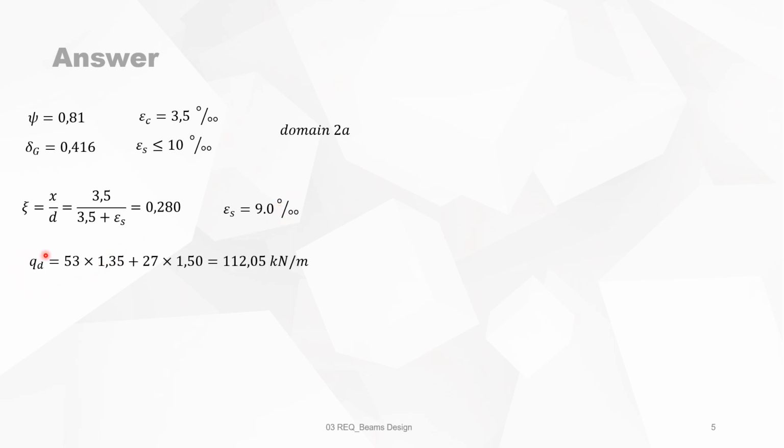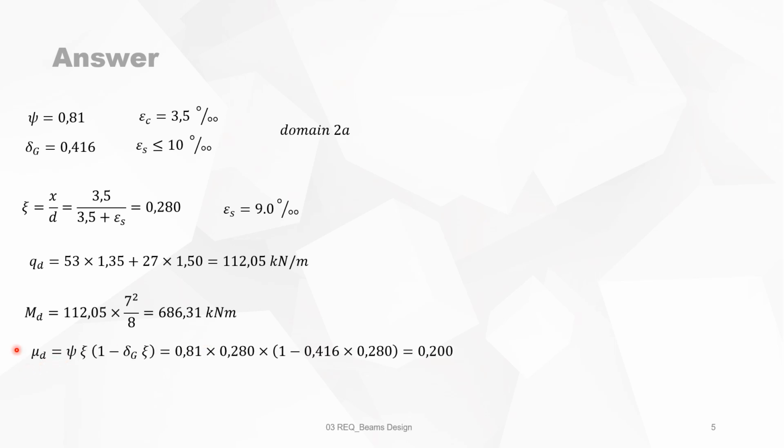The total design load on the beam is the permanent load times 1.35 plus the mobile load times 1.5, and it gives you 112.05 kilonewton per meter. The bending moment is then, of course, q L squared over 8, which is 686 kilonewton meter.